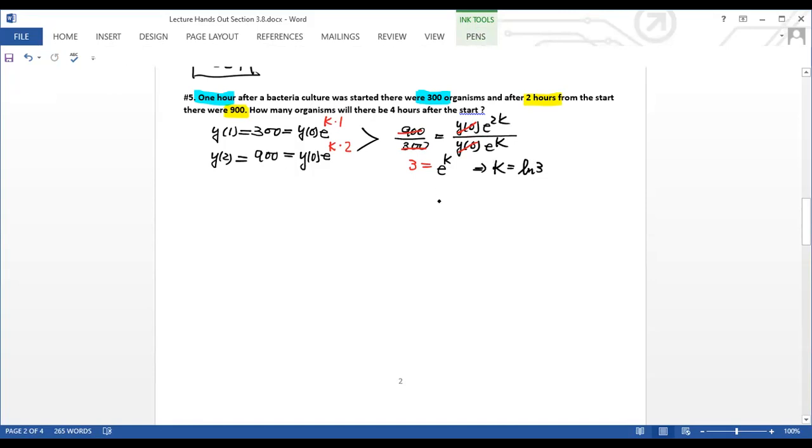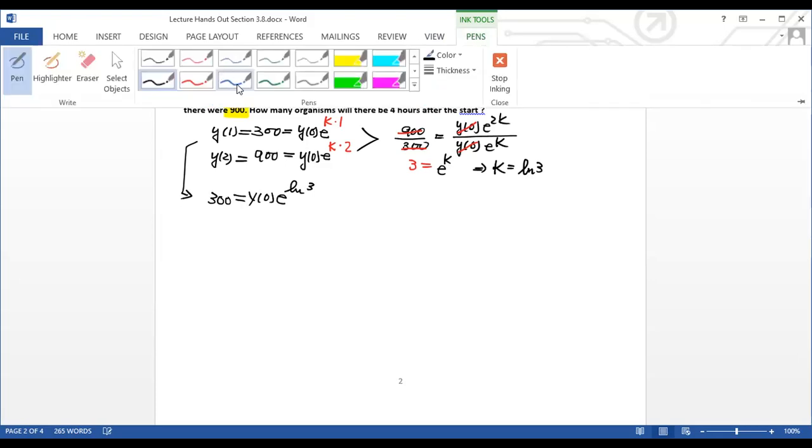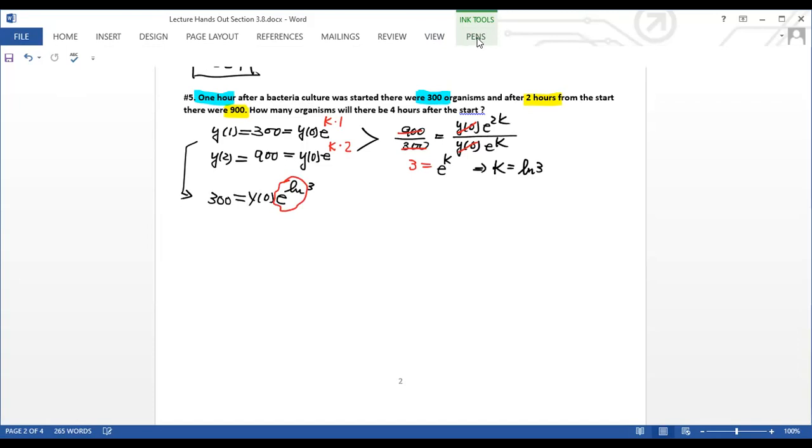And then you can plug K into one of the equations. I use this one, but you can use the other one. So 300 is equal to Y0 e to the natural log of 3. That's pretty cool, right? These are inverse functions of each other, so 300 is equal to Y0 times 3. So Y0 is equal to 300 divided by 3. My initial value is 100.